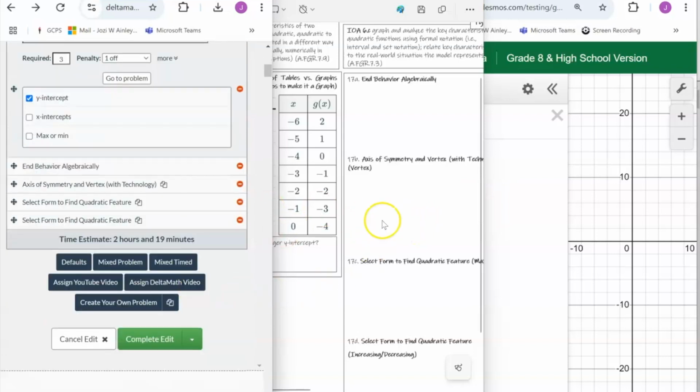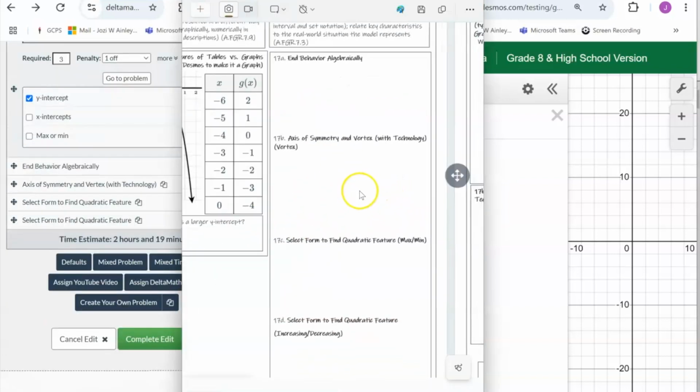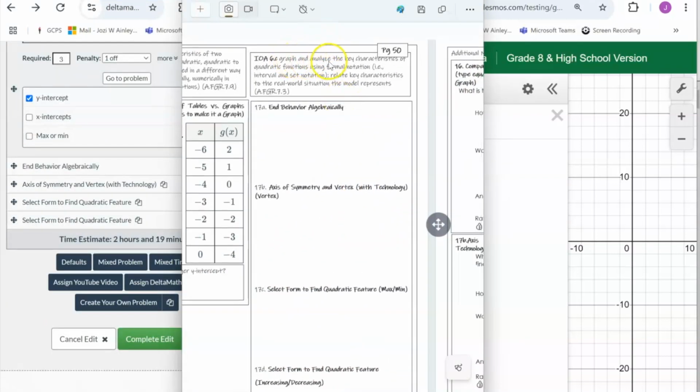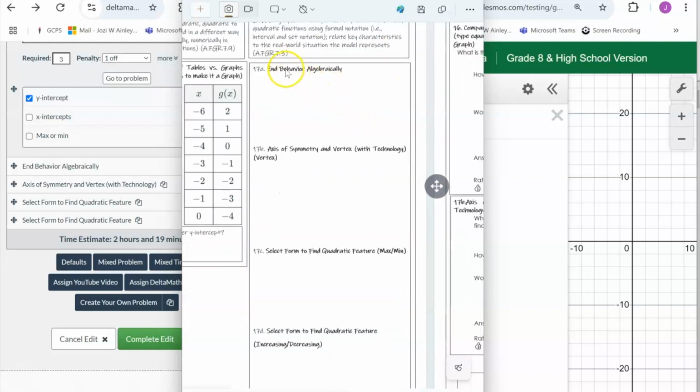All right, so now we're going to take a look at the last question. Now, here's the thing with the last question. This last question: graph and analyze key characteristics of a quadratic function using formal notation. In other words, interval or set notation, relate key characteristics to the real-world situation model it represents. In order to do this question, you have to know end behavior, axis of symmetry, and vertex, actually really just the vertex, and max and minimum, and increasing and decreasing, because it's a select all, therefore you must know all.